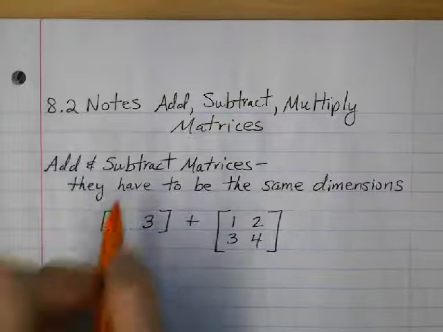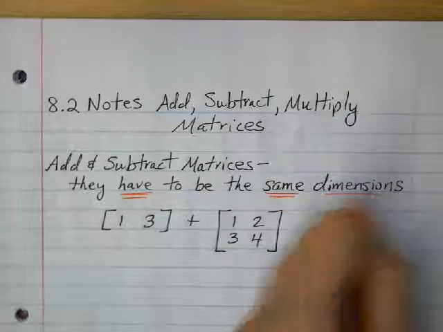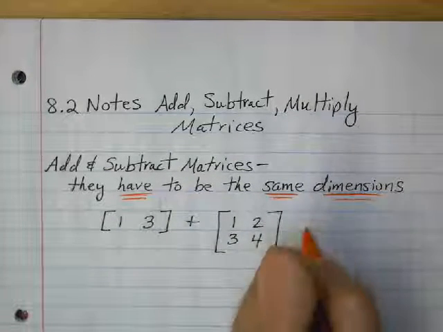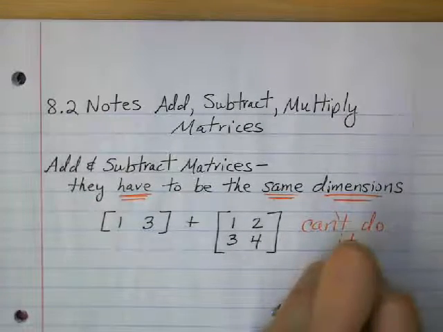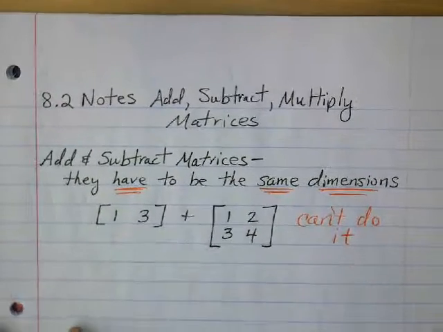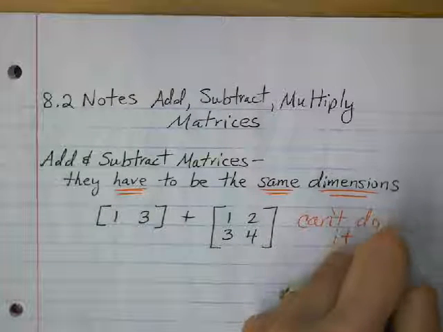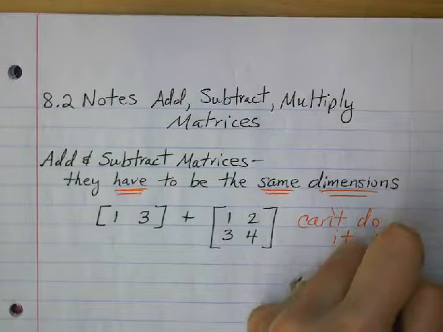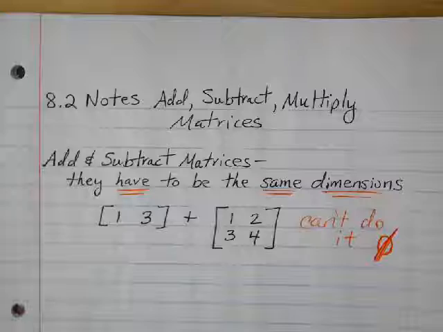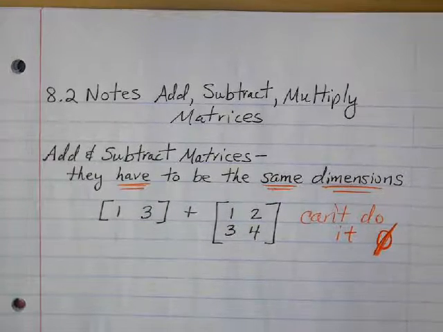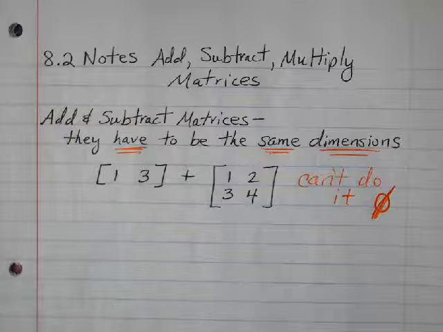They have to be the same size. Dimension is size. So this one, can't do it. Just wanted to point that out. You're not always going to be able to do them. So they would say undefined, or no solution. They put a 0 with a slash through it. Okay, but we'll try a different one. I just want to show you that sometimes you can't do it.